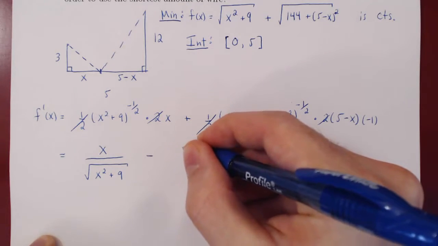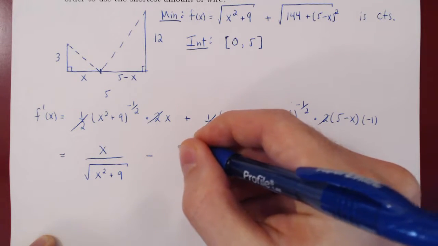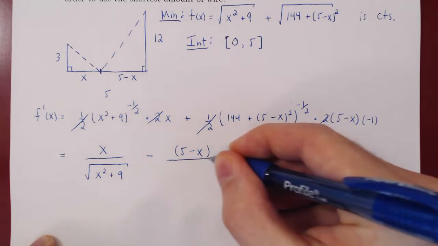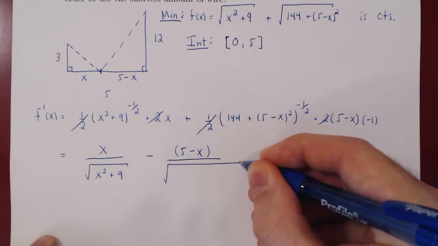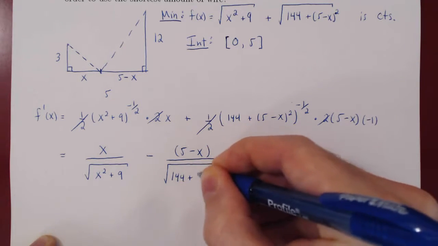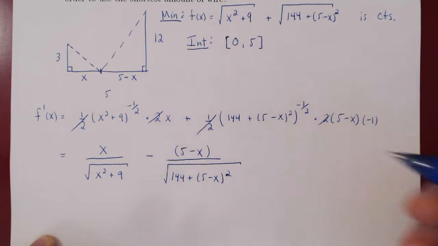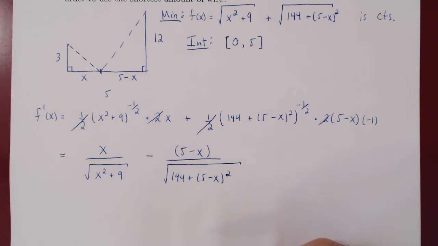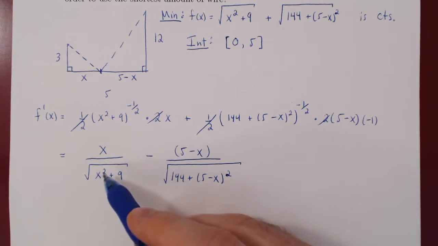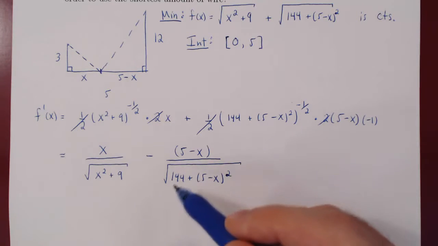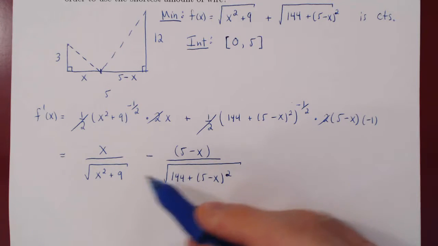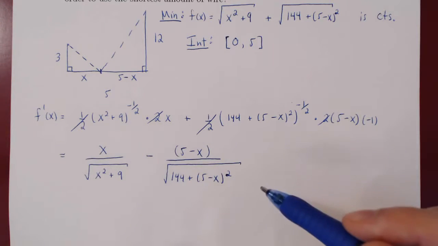So negative 5 minus x over the square root of 144 plus 5 minus x all squared. And now we have our derivative. Again, critical points are points where the derivative may be 0 or undefined. The only way f prime may be undefined is if we had a division by 0, but we have the root of a sum of squares. So this is always at least 9, always at least 144. We will never have a division by 0, so f prime is always defined.